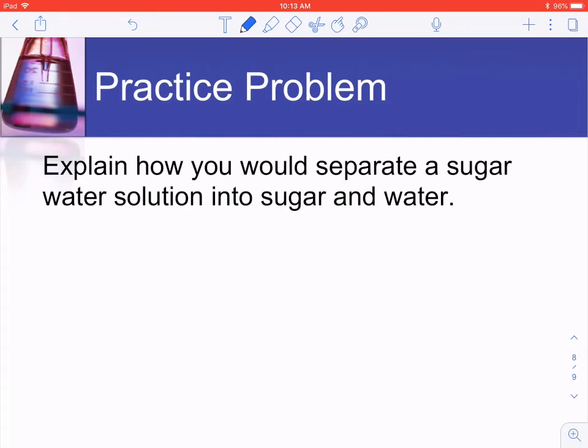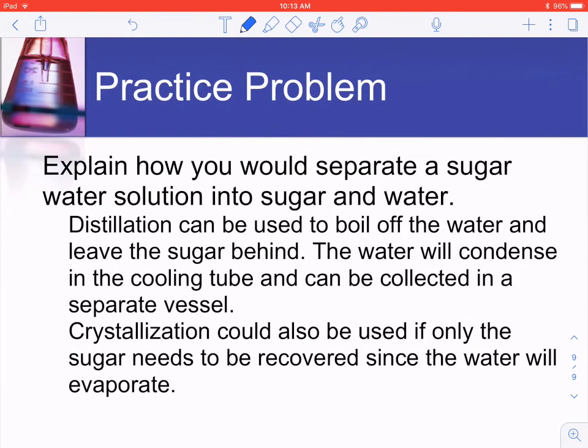If you'd like to pause and try this, feel free, but let's explain how you would separate out a mixture of sugar and water. Hopefully you had a chance to pause and try this practice problem. Here's one way we could think about this. Well, we could distill, right?